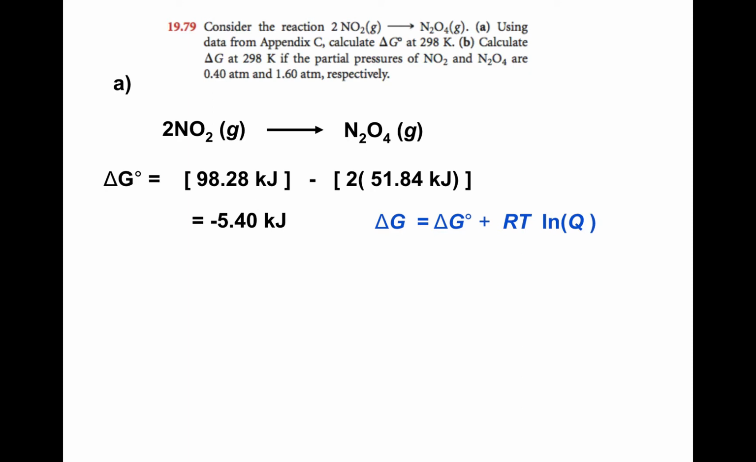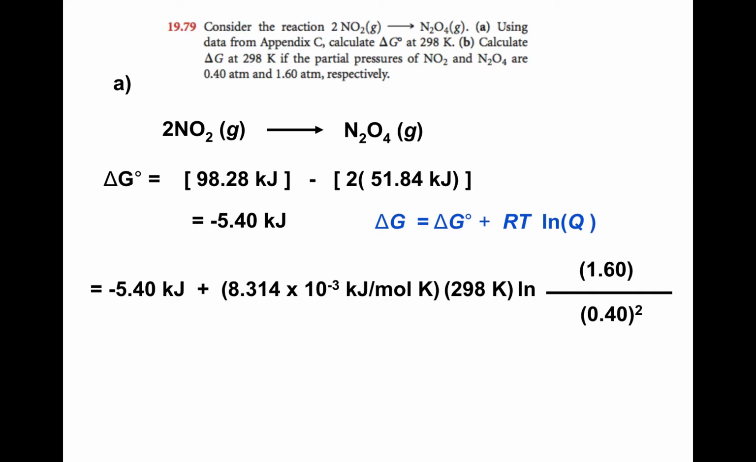So I plug into the relationship between G at non-standard conditions and G at standard conditions: G equals G naught plus RT natural log of Q. Q is products over reactants raised to their stoichiometric coefficients. So I take the given pressures for the products, 1.6, and the pressure for the reactants, 0.4, plug them into Q, and solve for delta G.